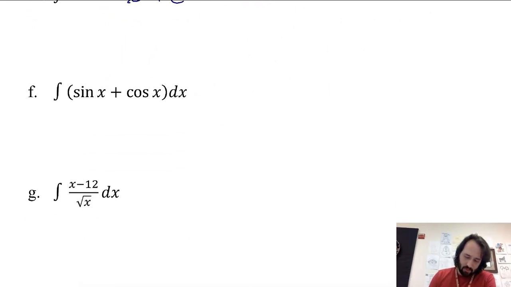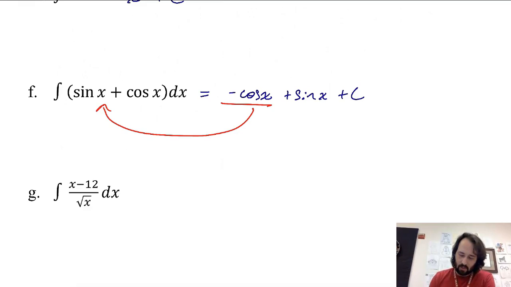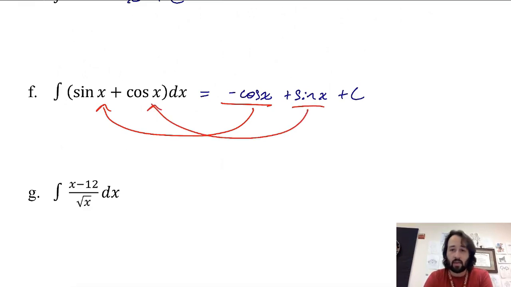Okay, sine plus cosine. So this must have been negative cosine plus sine plus c. Right? In order to take the derivative of that, the derivative of negative cosine will give me the sine, and the derivative of sine will give me the cosine. Again, that's really all that I'm thinking about, is just going backwards with this stuff.